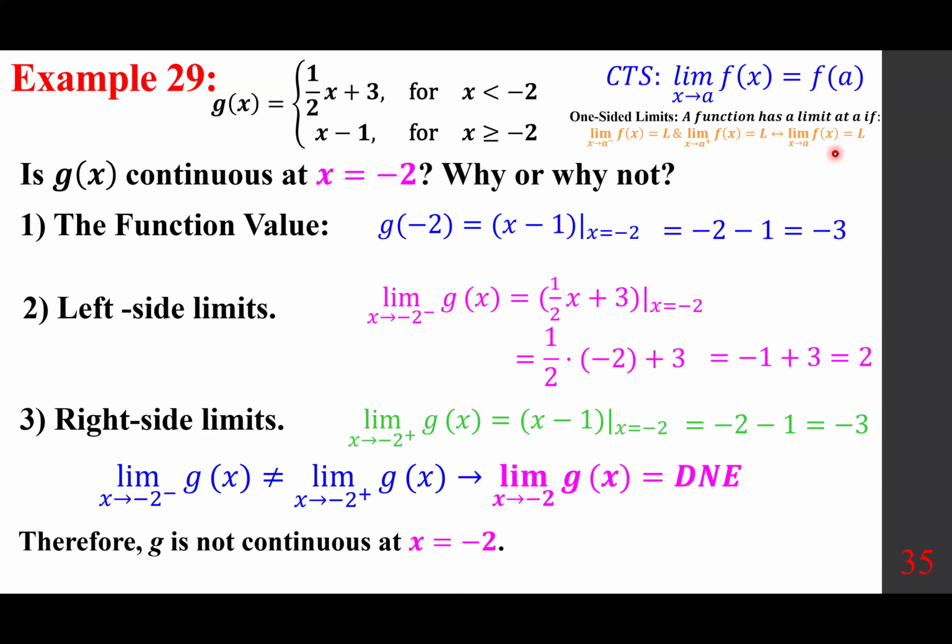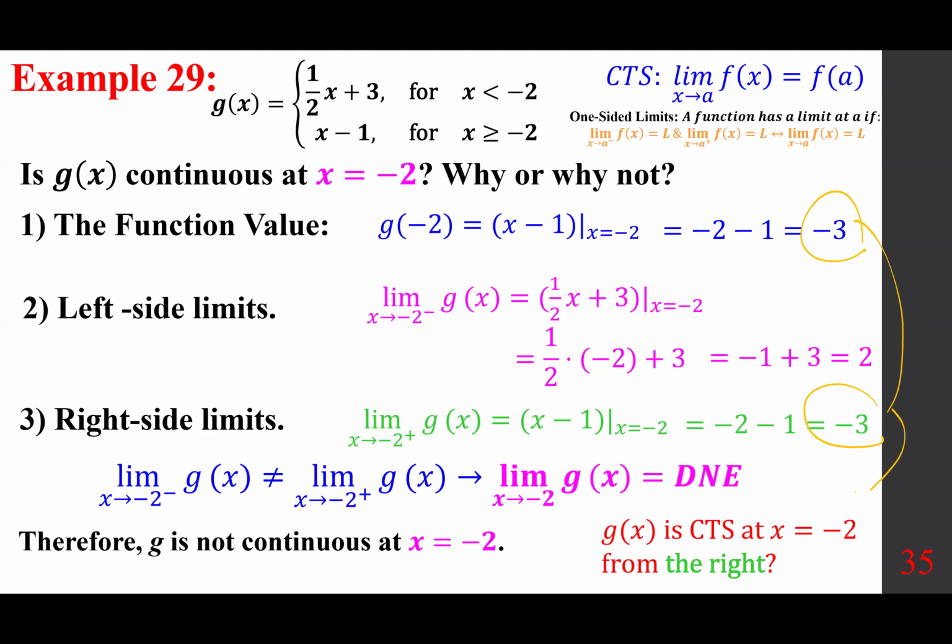Obviously, the limit does not exist, and because the limit does not exist, the function is discontinuous at x equals -2. I hope you recognize that because these two are equal, the functional value and the right side limit, then we say g(x) is continuous at x equals -2 from the right. Yes, that's true because these two are the same. That's why that's the terminology, everybody.